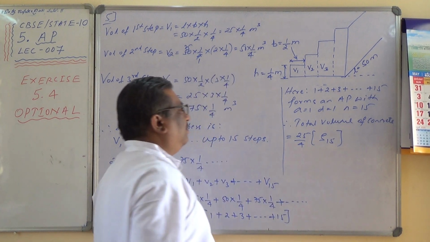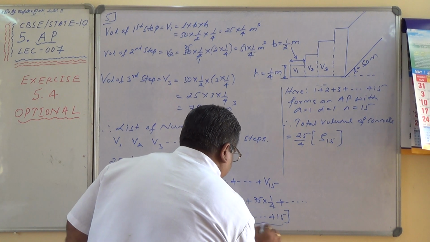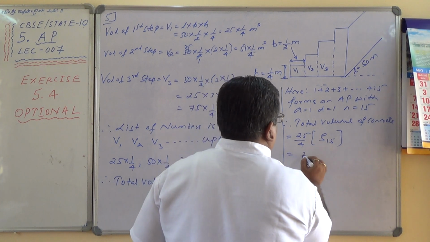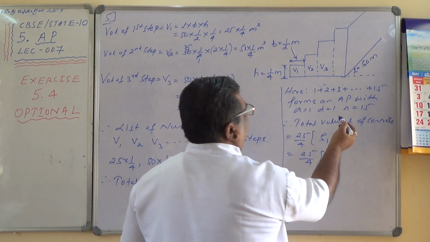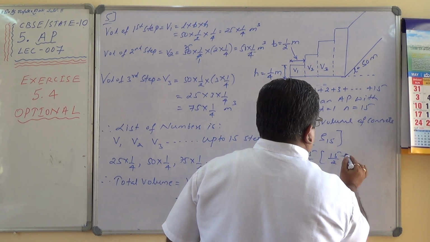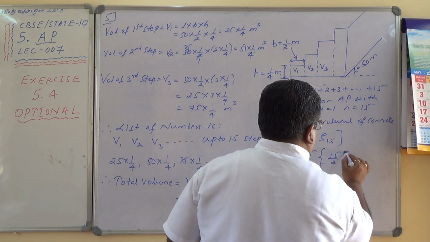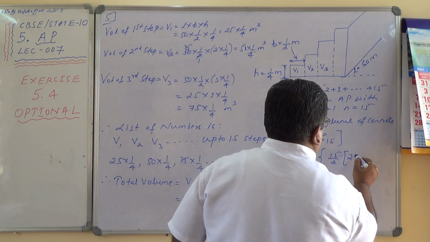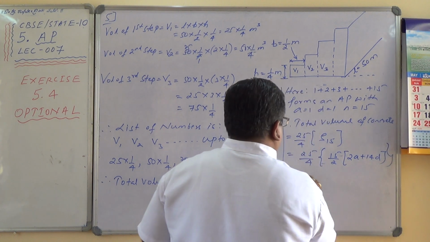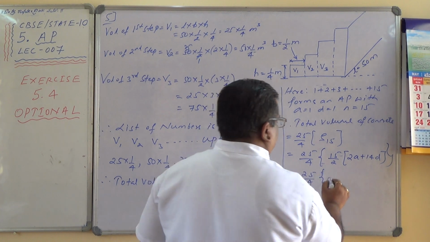S15. Is it understood? This is 1, 2, 3, 4, nothing but this part is nothing but S15 here. Okay, 25/4 S15. How much is S15? 15/2 into 2A plus 14D, which equals 25/4 into 15/2.